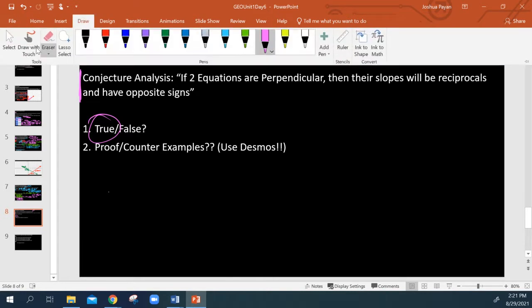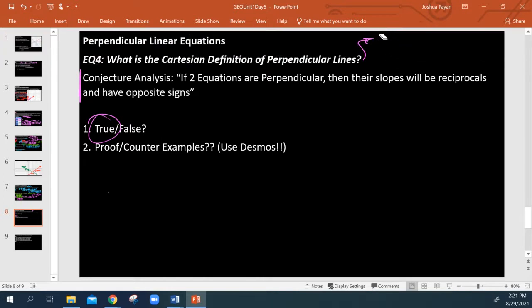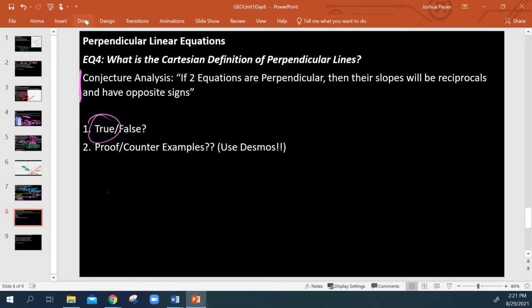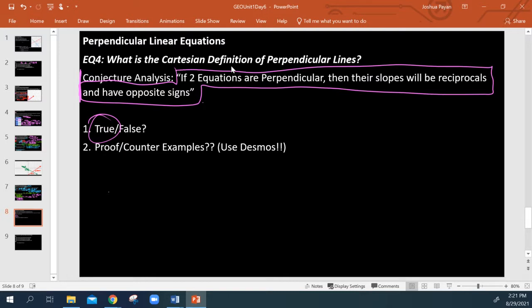To answer EQ4, let's not even write one out because we already have one written out for us. This conjecture right here is already proven true, and it's true in the converse as well. If their slopes are reciprocals and have opposite signs, then the two equations are perpendicular. So this is literally a definition for, in the Cartesian sense, for perpendicular lines. And I say Cartesian because we're talking about the Cartesian coordinate plane.